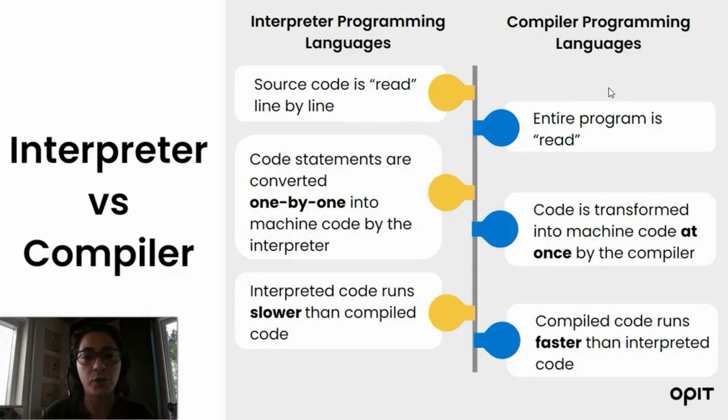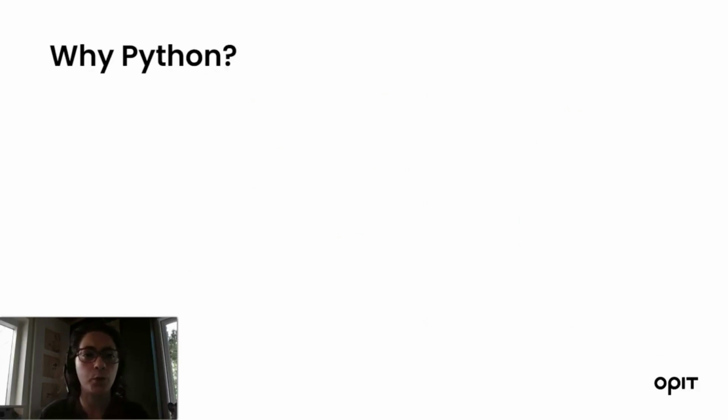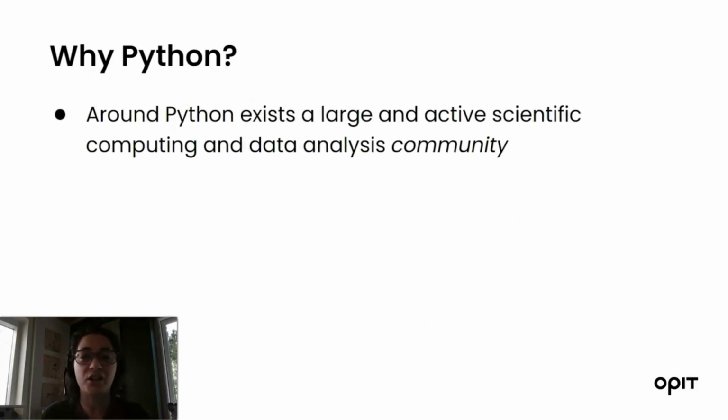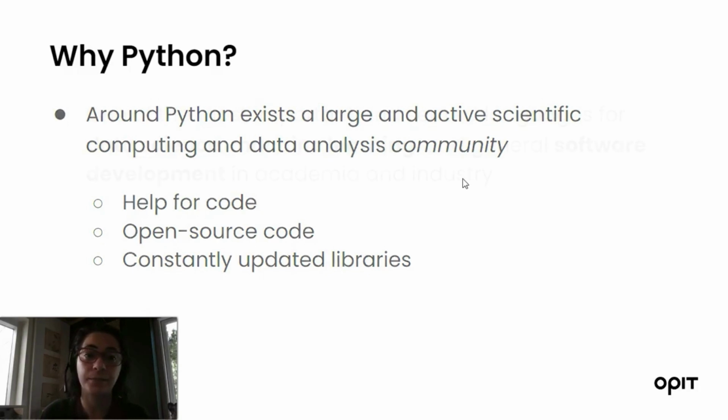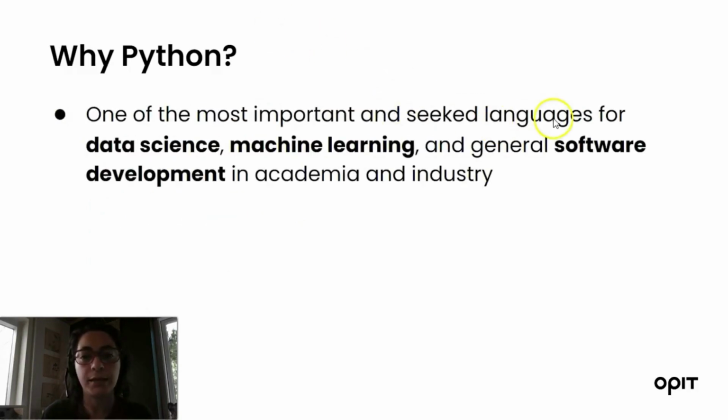For now, it suffices to know that Python is an interpreted language, that the source code is read line by line, statement by statement, and that it generally runs slower than compiled code. But what is it then that makes Python so strong and popular? For one, around Python exists a large and active scientific computing and data analysis community. Python programmers continuously offer and always find help. Aligning with the language's philosophy to be open source, there exists a rich repository of open source Python code, as well as constantly updated libraries which automate certain functionalities. Python is indeed one of the most important and sought-after languages for applications in the fields of data science, machine learning, and general software development, both in academia and industry.